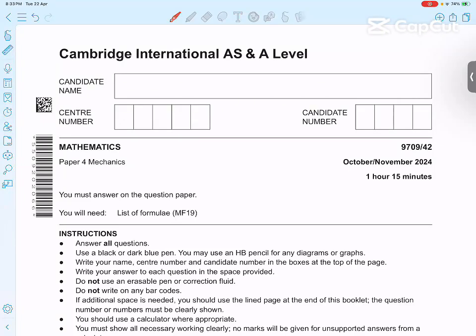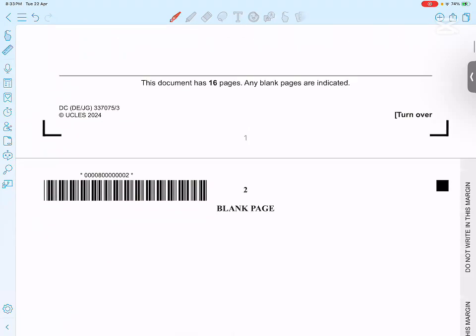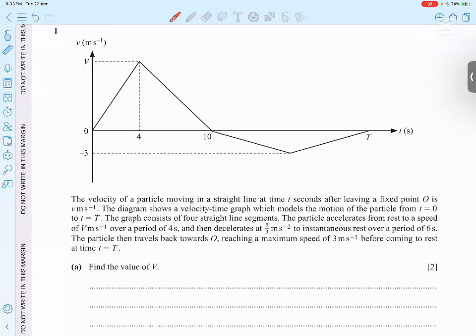This is the October 2024 variant 42 complete Mechanics paper. We are going to start. So concentrate on question number one. If you read a question carefully, then I think I just tell you what is the important thing here.